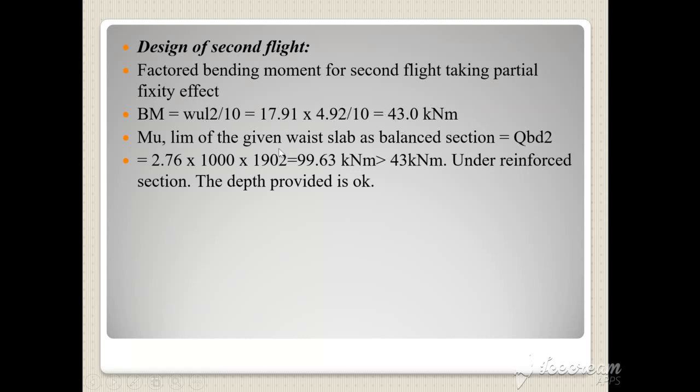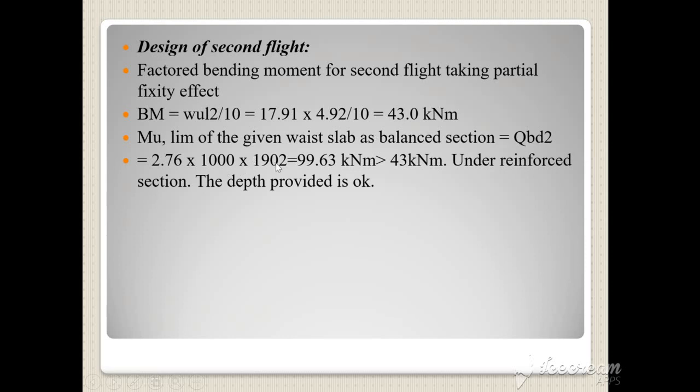So we have Mu limiting formula, Q B D square. Q is nothing but your coefficient for Mu limiting, which has been given in table of IS 456 based on your concrete grade fck and your fy, that is your limiting values. Sometimes Q is also denoted as R limiting, or sometimes it is denoted as Q limiting. So the value for M20 grade, we are using M20 grade concrete and Fe415. So for that, 2.676 is the coefficient.